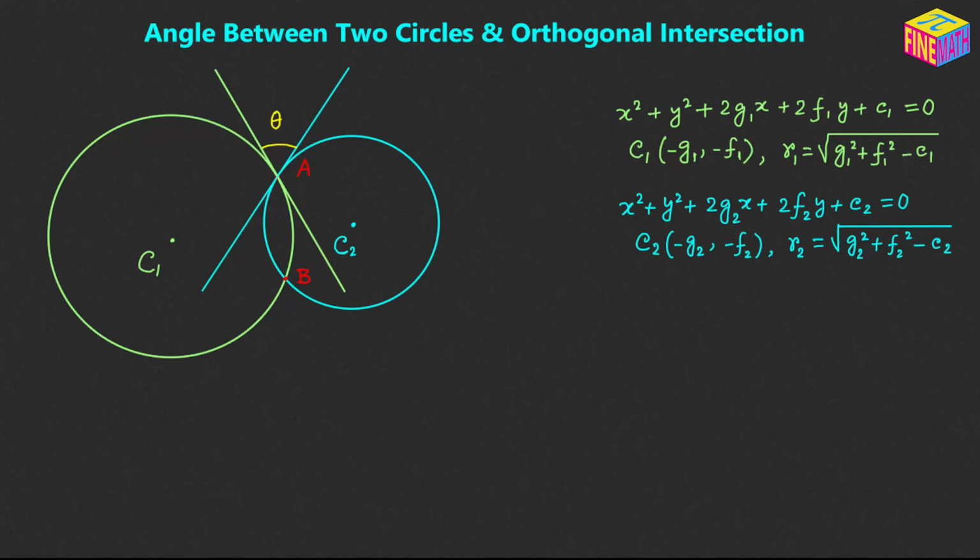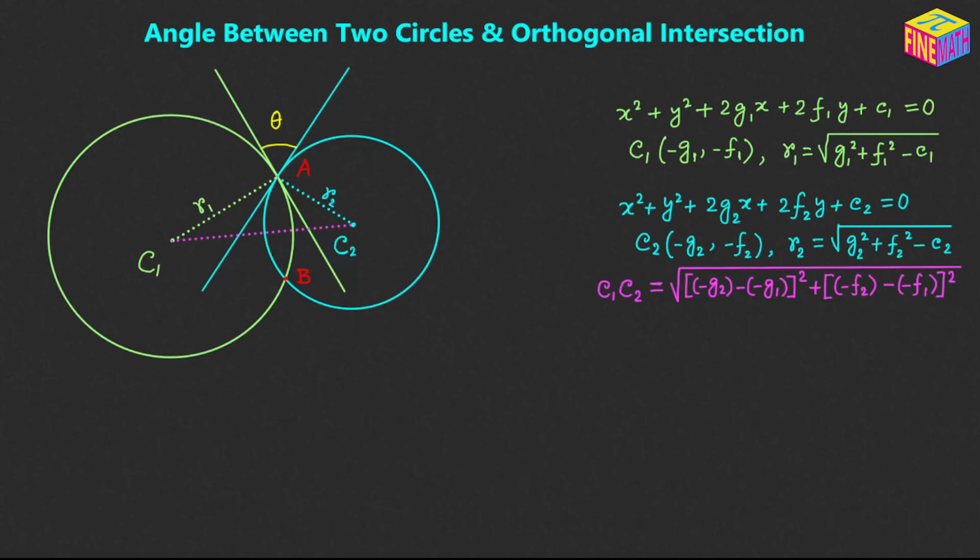We have to do a little bit of construction here. First, I am going to join C sub 1, the center of the larger circle, with the point A. Similarly, I am going to join C sub 2 with point A, and then I am going to join C sub 1 with C sub 2. From the given equations of the circles, we can easily find out the coordinates of their centers. And using the coordinates of their centers through the distance formula, we can find out the distance between C sub 1 and C sub 2, and that is going to look something like this.